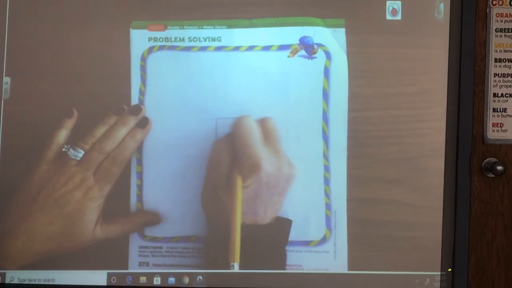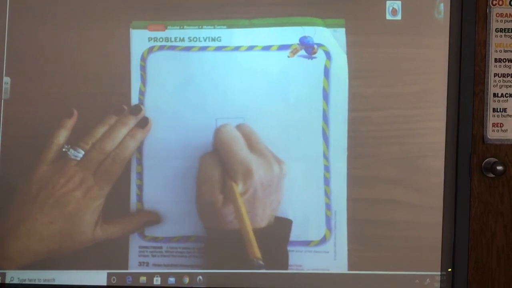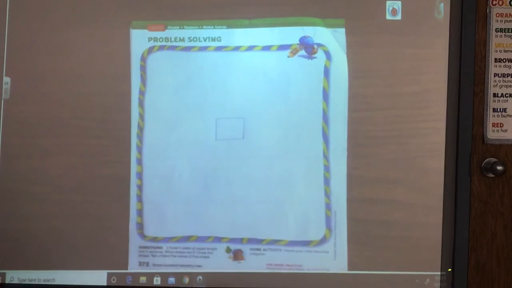You can draw a little square or you can draw a big square. If it's a shape that has 4 sides that are all equal, and it has 4 vertices or corners, then it is a square.